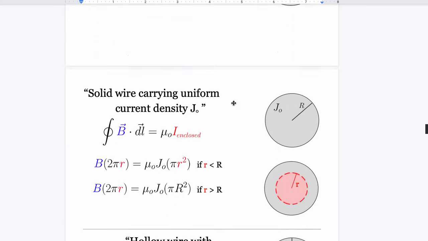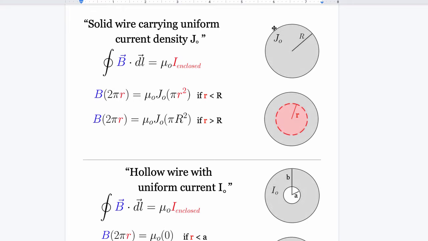What if instead of giving you I naught, they gave you J naught? Let's say they spotted you, hey, I got another infinite long wire with a uniform current density, and I'm going to tell you what the current density J naught is. Instead of telling you what the I naught is, I tell you what the J naught is. Well, now you don't have to craft your own J naught. I got J naught. How do you find the current? Current, remember, is always J times A. It's the current density, current per area, times area.